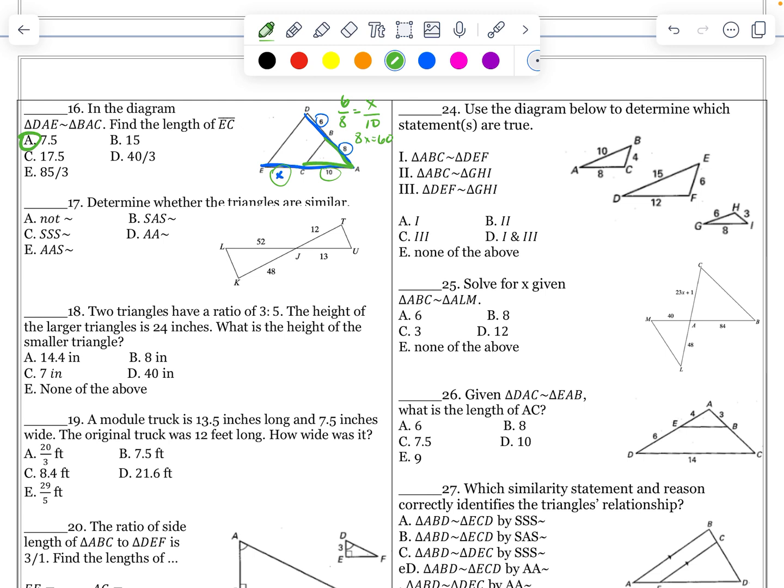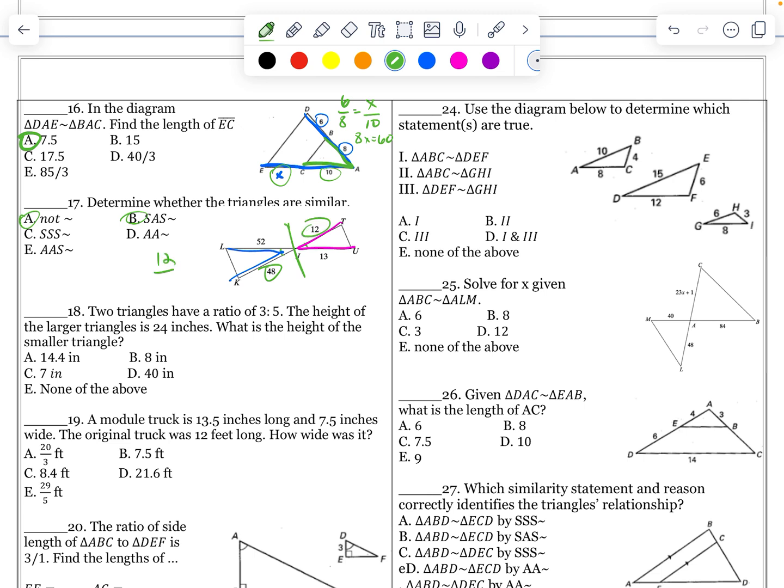Determine whether the triangles are similar. It looks like it's going to be a side angle side deal, if anything, but it could still be not similar. So let's see. We have two different triangles here, this triangle and that triangle. 48 is the short one on the blue. 12 is the short one here.